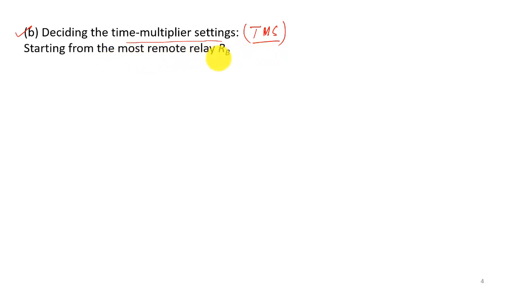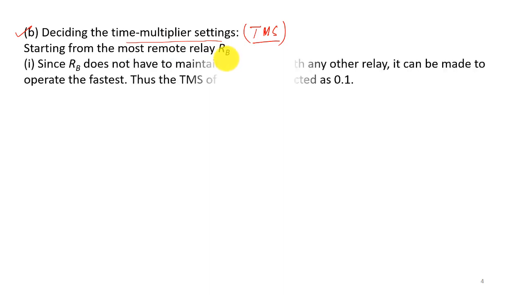Starting from the most remote relay, that is RB. Since RB doesn't have to maintain selectivity, because after RB there is no other relay, it need not give backup protection to any other relay. Therefore it doesn't have to maintain selectivity with any other relay, so it can be made to operate fastest. Fastest means it will be operating instantaneously. So fastest is the minimum setting, we can set the TMS at the minimum value. Thus the TMS of RB can be set at 0.1.